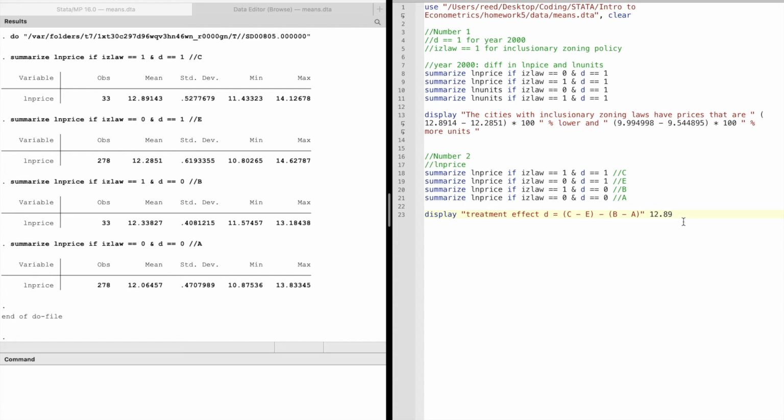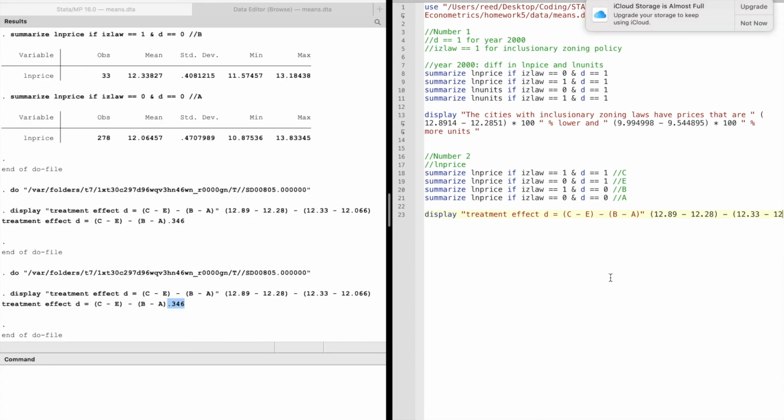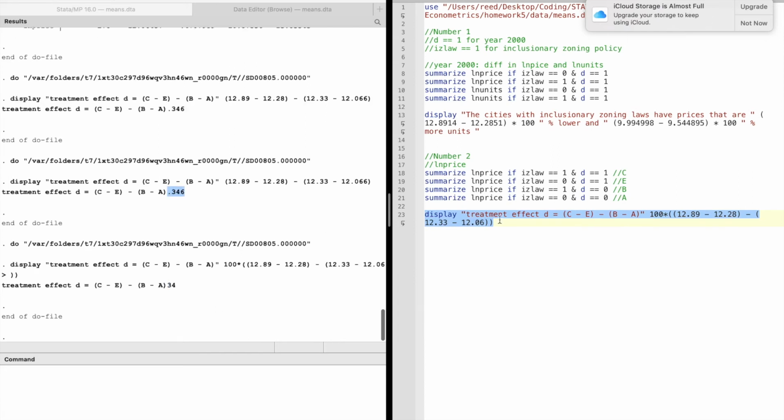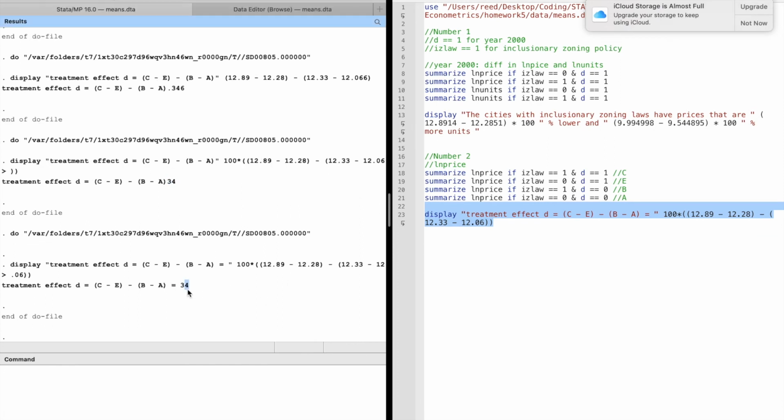12.89 minus 12.28 minus 12.33 minus 12.06, and we can multiply this whole quantity times 100 to get the percent change in price that's due to our inclusionary zoning policy. So here we estimate 34%. Let's clean that up a little bit. So this is 34% increase in price due to the policy.